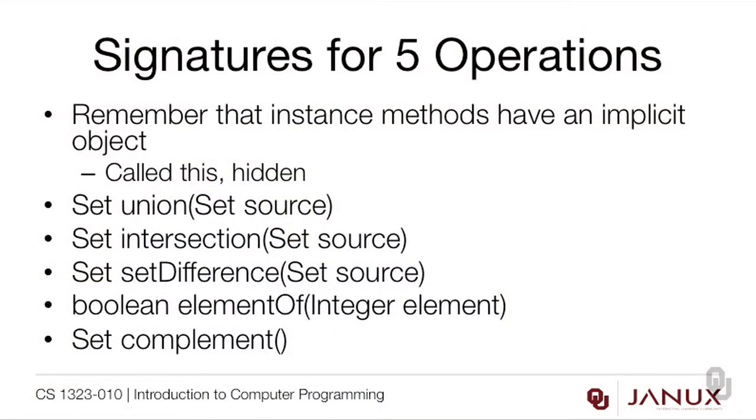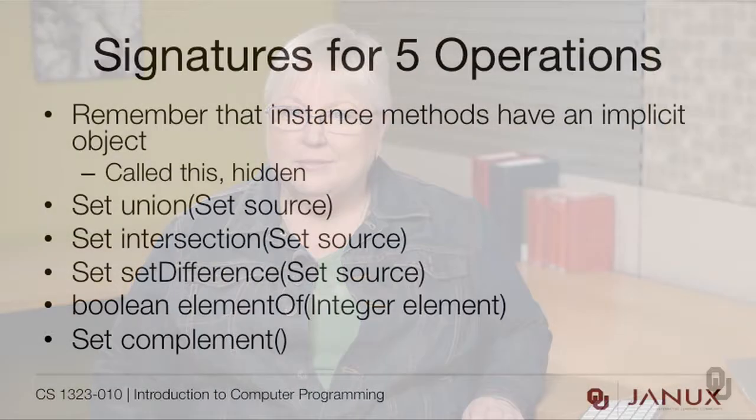For union, for example, notice we have only one set parameter. The other set parameter is the implicit object, and it's going to return a set. So the union operation is not going to change the implicit object. Again, this could have been done differently, and it's extremely important that we document it correctly in the code so people know what we were doing.